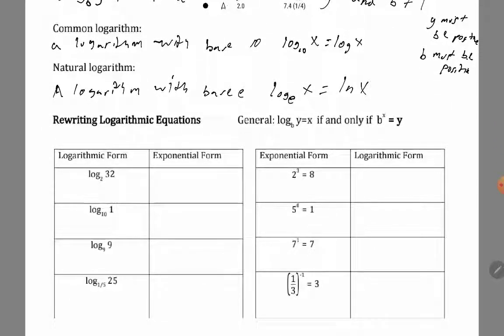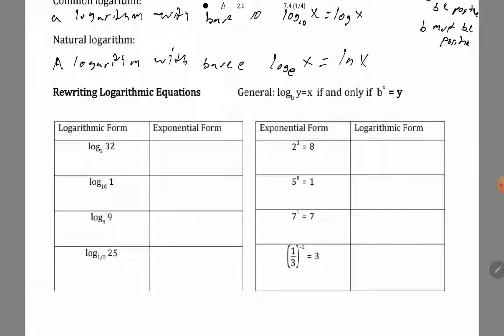So now that we have the definitions out of the way, let's start using some numbers and make more sense out of this. So rewriting. In general, if we have log base b of y equals x, if and only if b to the x equals y. Okay. So we write down our base. So log is 2. So I write 2. And one second, sorry.